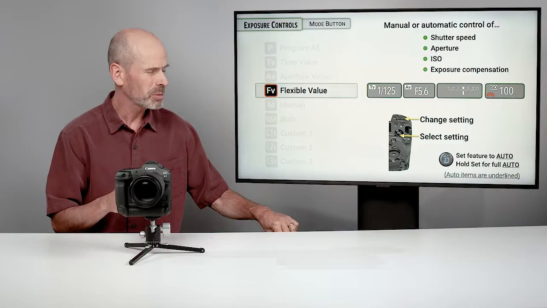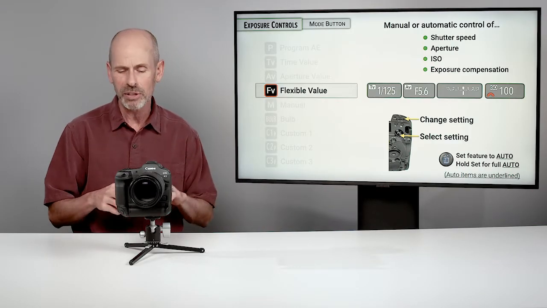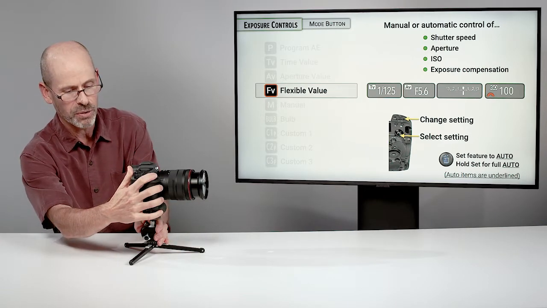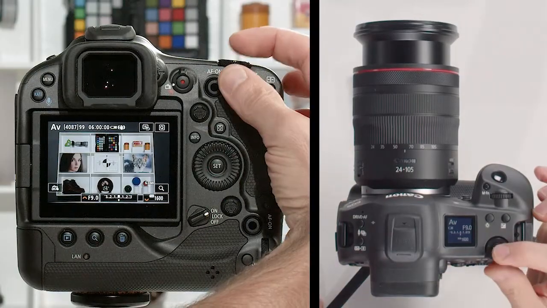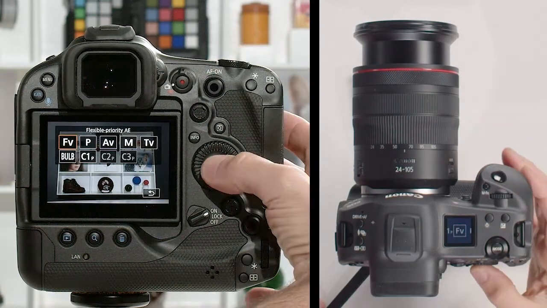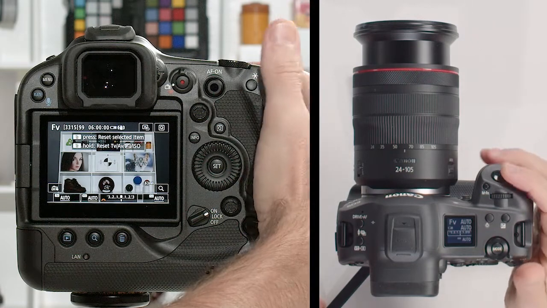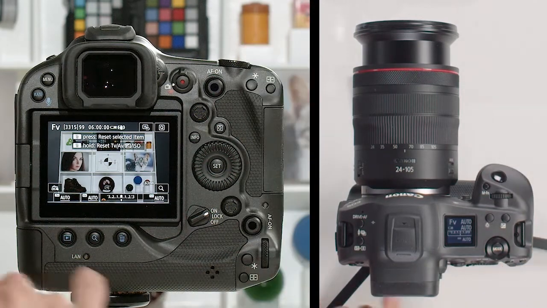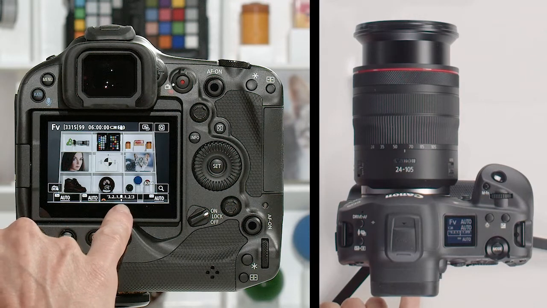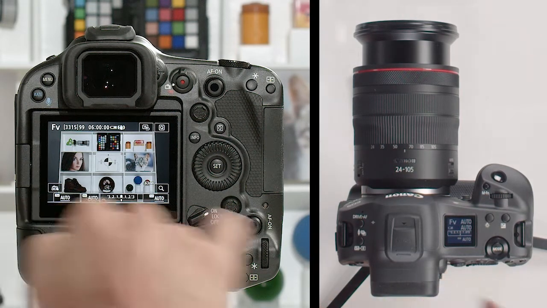And I know this probably sounds a little confusing if you're only listening to me, so let's go ahead and do a little demonstration on how this would work. All right, let's press the mode button. We're going to dial over to flexible value here. And now you will notice on the bottom screen here, time value is auto, aperture value is auto, exposure compensation is in the middle, and ISO is in auto.